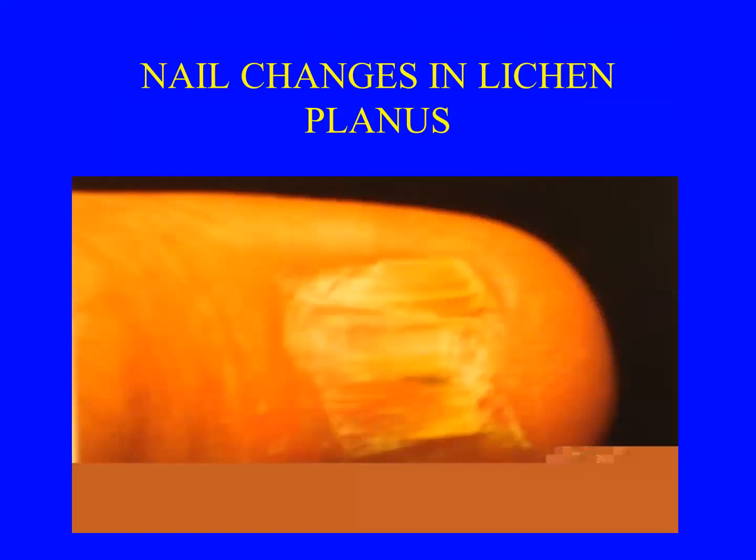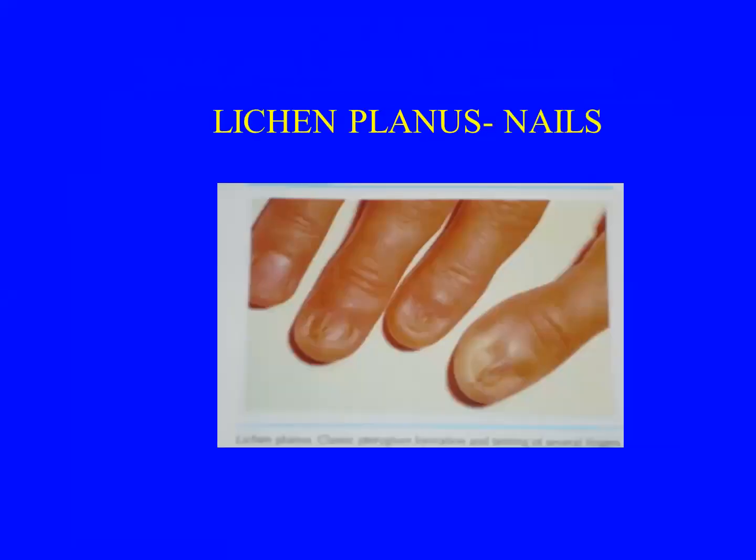In the nail changes in the lichen planus, what do you see? That the nails are, there is a growth from the proximal end of the nails that is extending throughout the nail plate. It is called a pterygium. This is the characteristic lesion of the lichen planus of the nails.